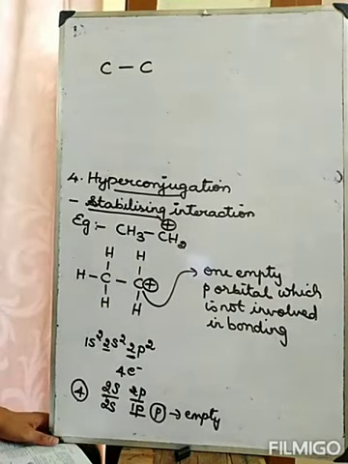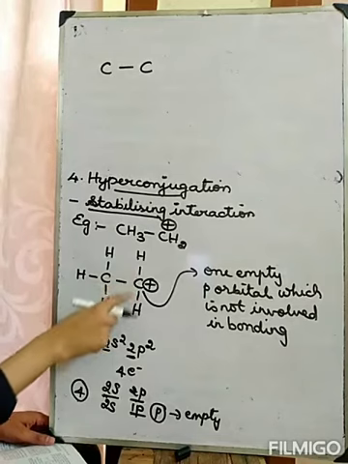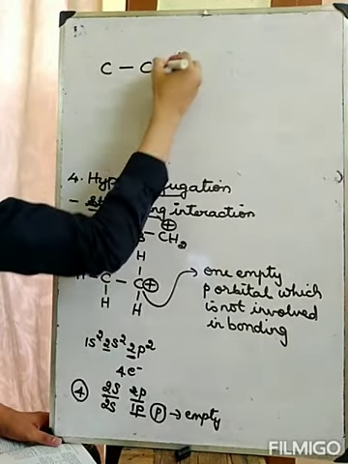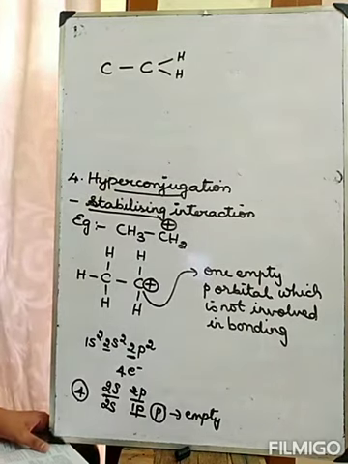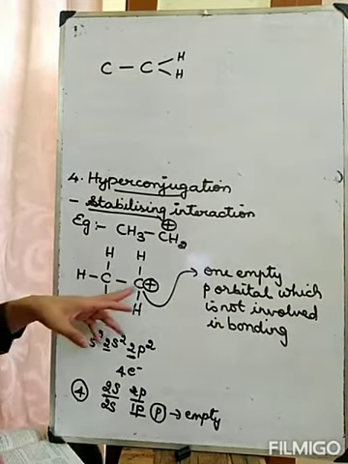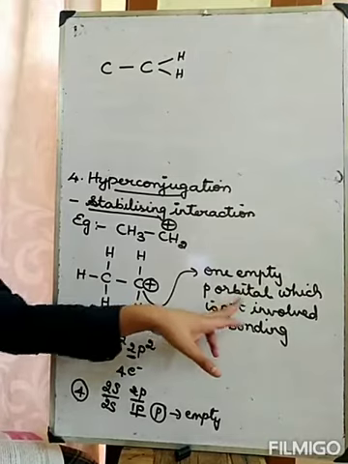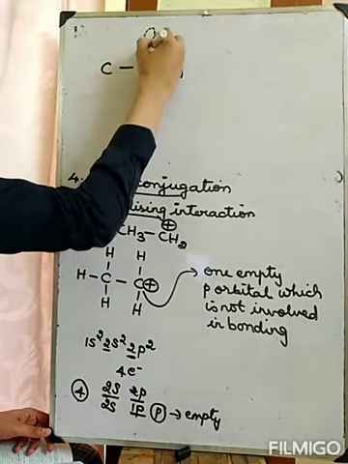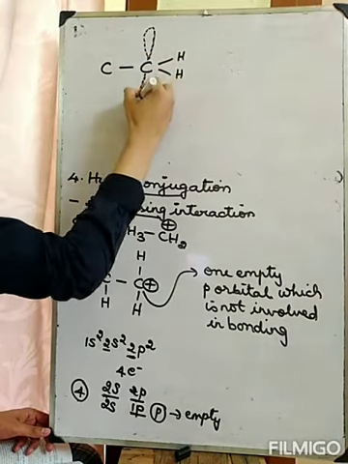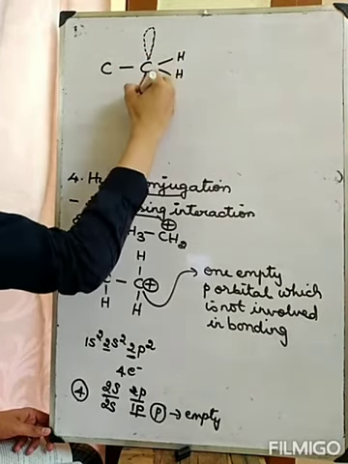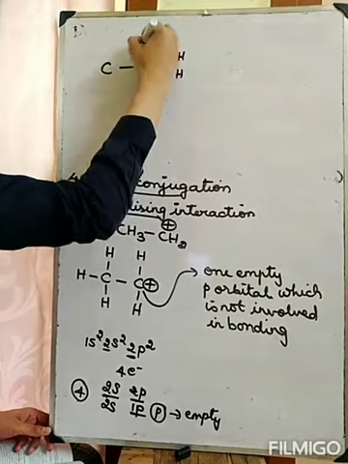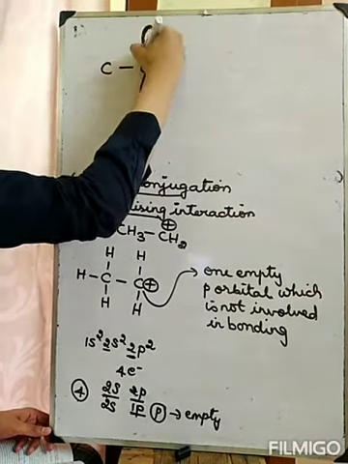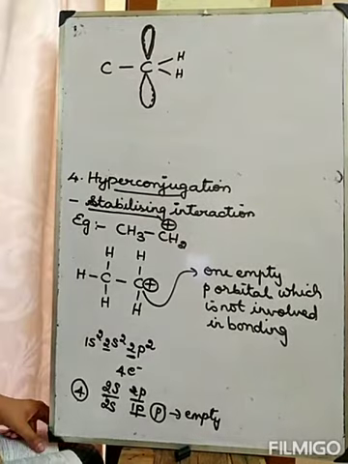Carbon, carbon. This carbon is having how many hydrogens? 2 hydrogens. I am drawing those 2 hydrogens like this. And I told you there is one empty p orbital. That p orbital I am going to draw like this. The p orbital is dumbbell shaped, so the shape of the p orbital will be like this. So this is the empty p orbital.